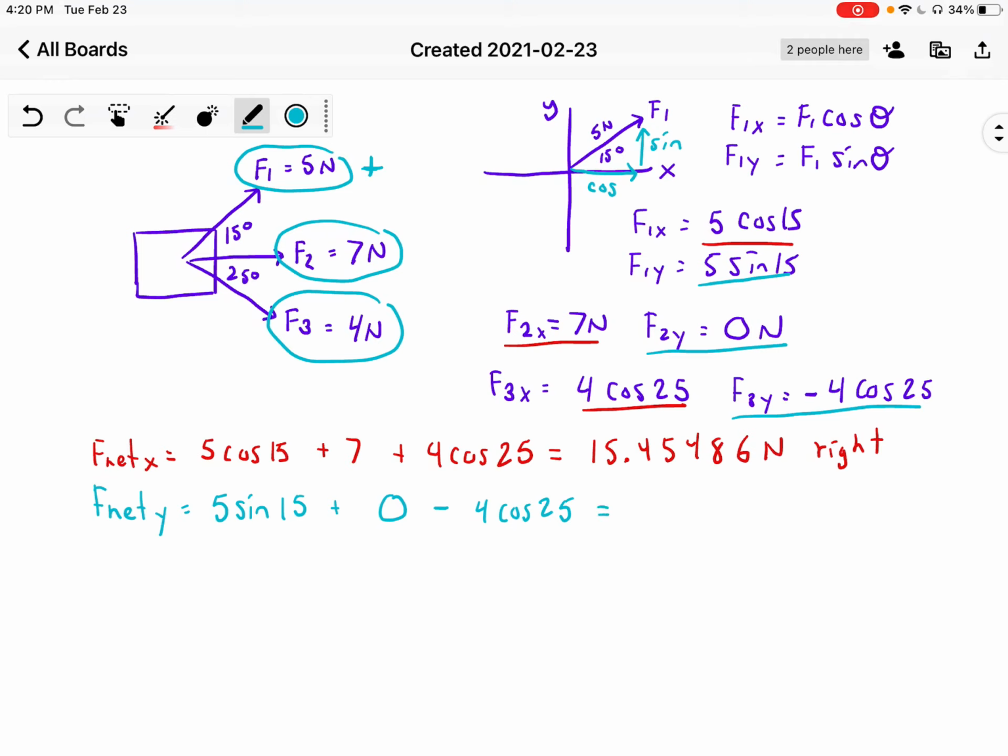And then entering that into my calculator, making sure I don't lose that negative sign, I go 5 times sine 15 minus 4 times cos 25. And I have a net force of 2.331136 newtons. And I can see that that's negative, which means it's a downward force. The total F net is those two components squared and added together, then square rooted.